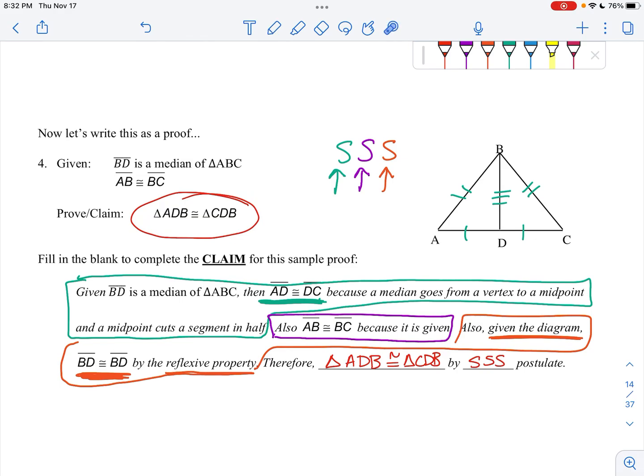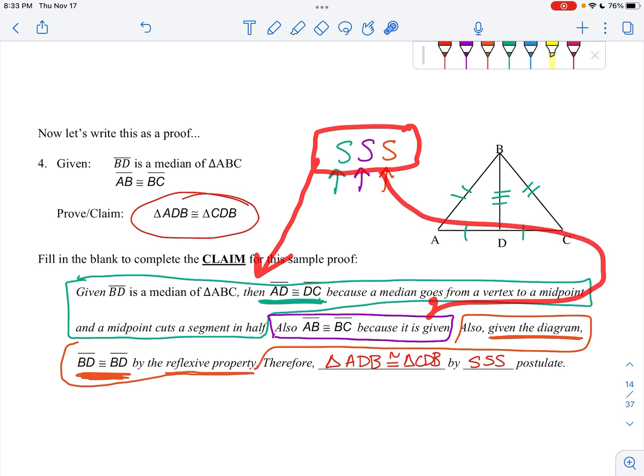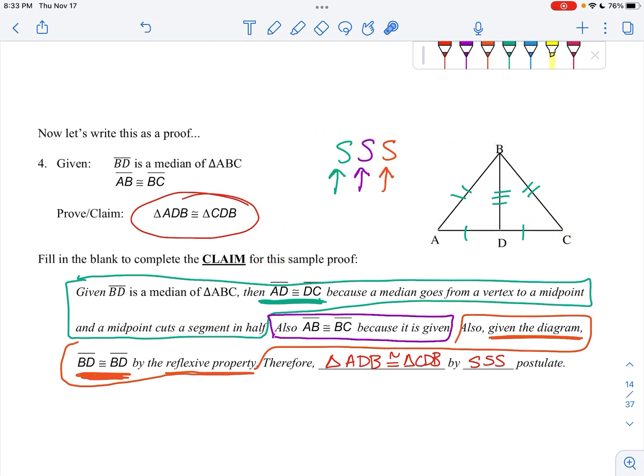So the formula, if you want to call it that, to this proof is that if I'm trying to prove triangles congruent, I need to know my postulate. It tells me exactly what I have to write and in what order to support that the triangles are congruent.